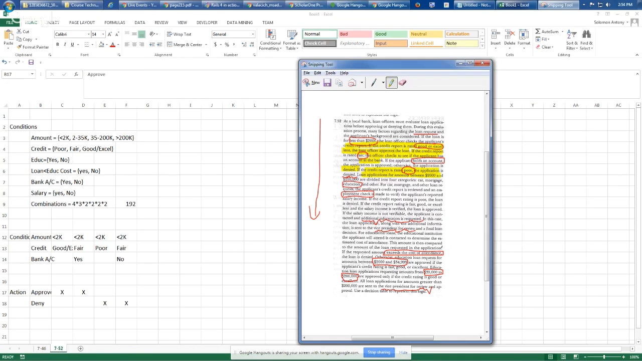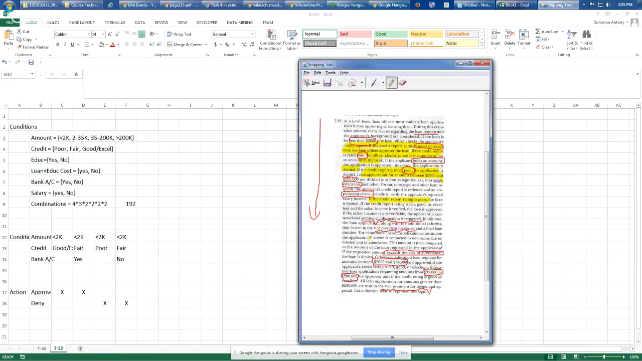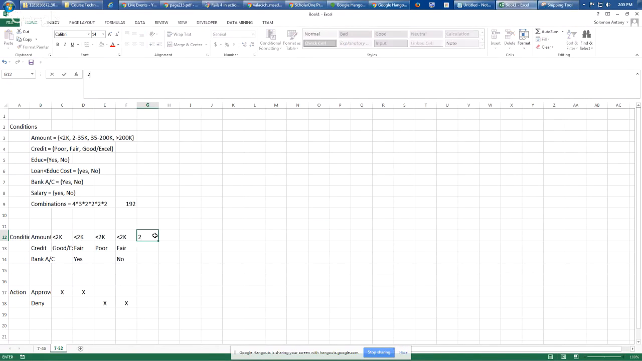Loan applications for amounts between 200 and 200K are divided into 4 categories. So we have education and others. If the credit report rating is poor, the loan is denied. We already took care of that. If the credit report rating is fair, that is for even higher amounts. So for other amounts, 2,000 to 200,000, there are 3 other ranges here. The second range is 2 to 35K, and then 35K to 200K.